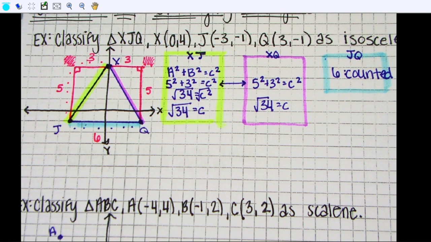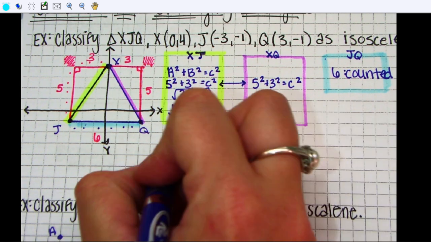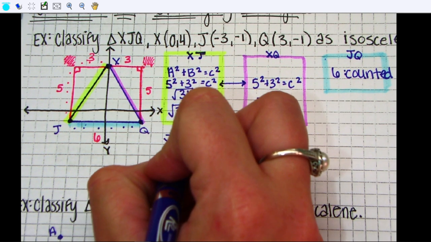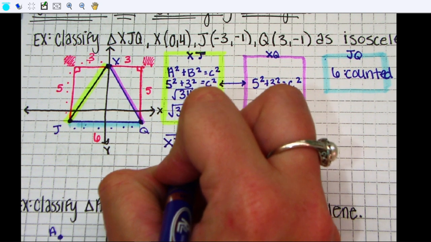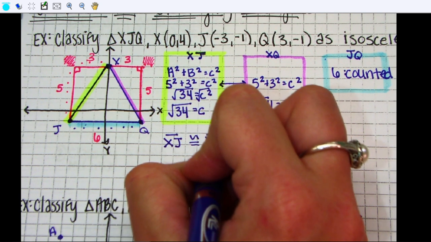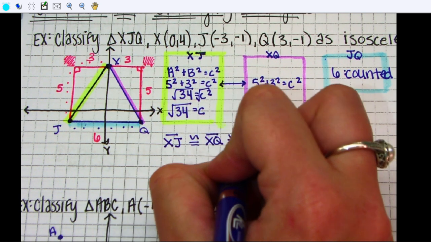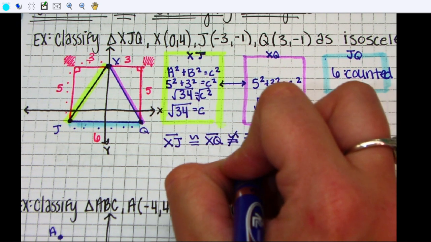So our list for sides, we had equilateral, isosceles, or scalene. Isosceles. Equilateral, all of them would have to be the same. Isosceles is 2. Scalene is none are the same. So there are 2 that are identical. So right here, I'm going to say that segment XJ is congruent to segment XQ, but not congruent to segment JQ.